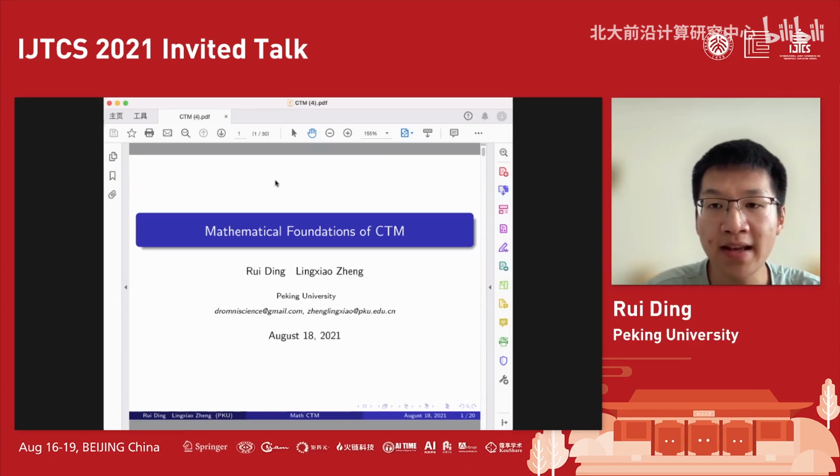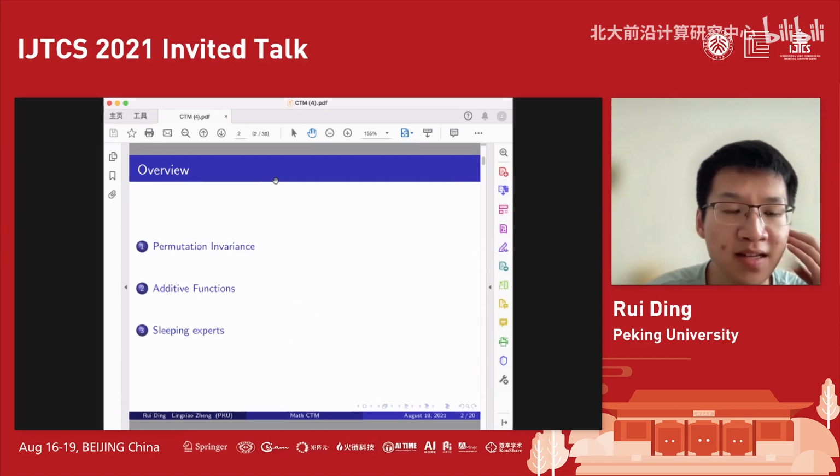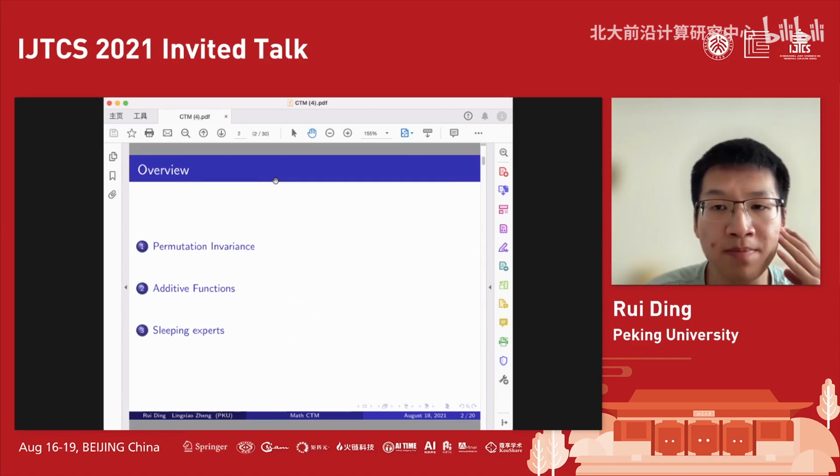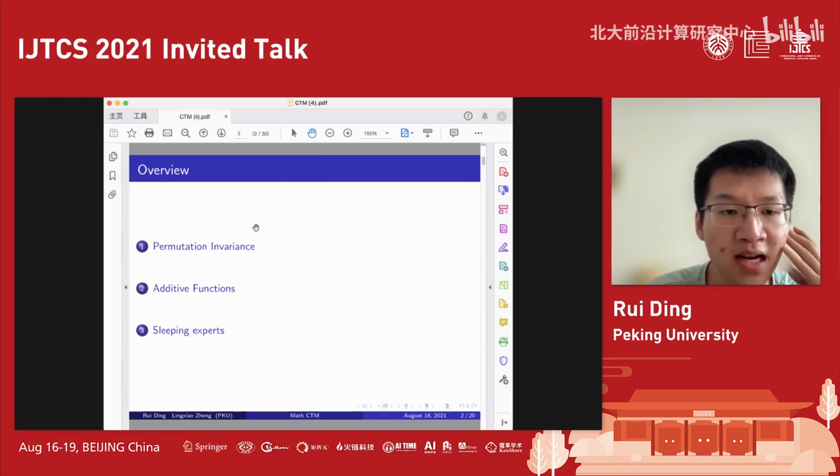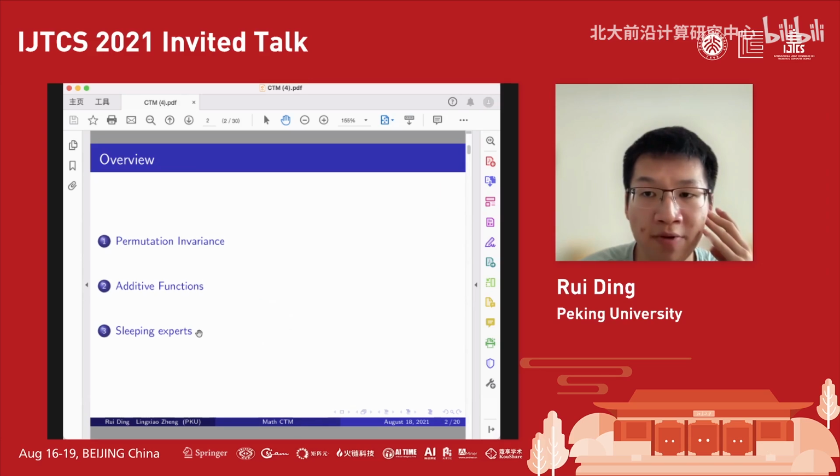Okay, then good morning. Today we're going to introduce some mathematical foundations of the conscious Turing machine. I'm Zheng, and here is my partner Lingxiao. We're currently at Peking University. Today our discussion will be divided into three parts, namely the notion of permutation invariance, then we'll delve into additive functions, and the last part concerns the implementation of the sleeping expert algorithm on this CTM model.